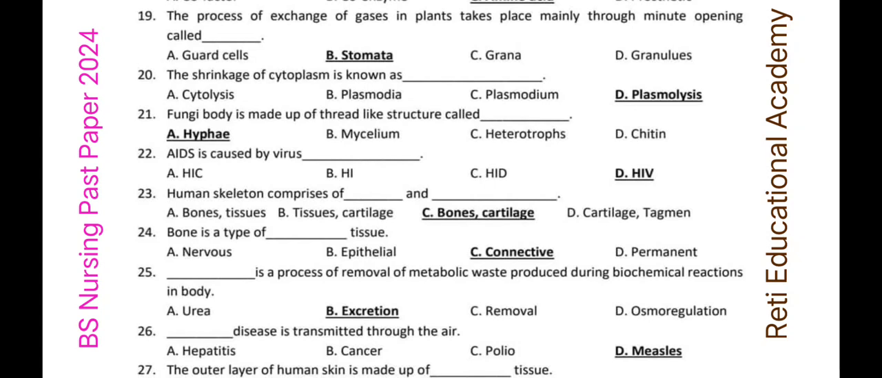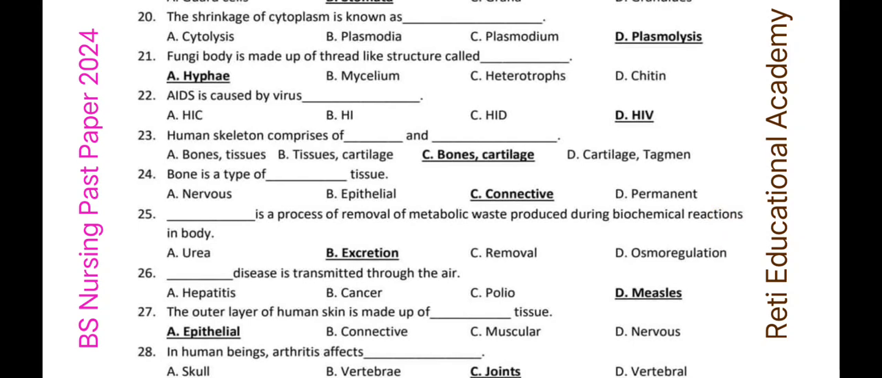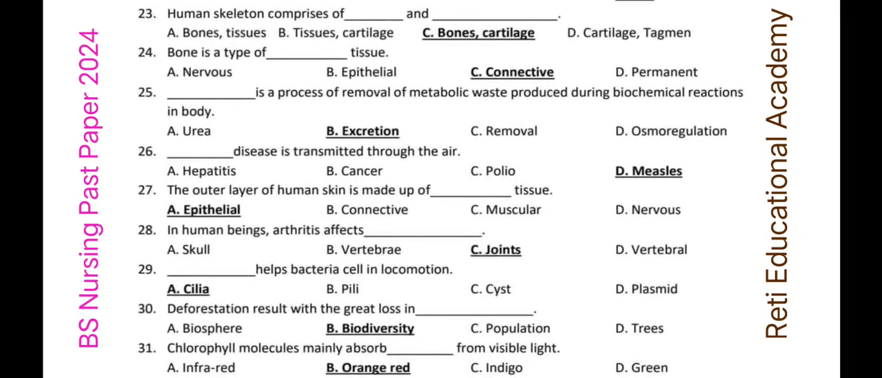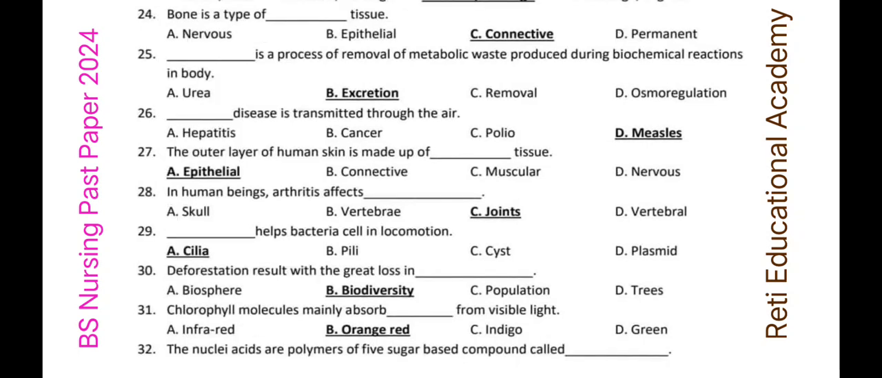Question number 21. Fungi body is made up of thread-like structure called hyphae. Question number 22. AIDS is caused by virus HIV. Question number 23. Human skeleton comprises of bones and cartilage. Question number 24. Bone is a type of connective tissue. Question number 25. Excretion is the process of removal of metabolic waste produced by biochemical reactions in a body.